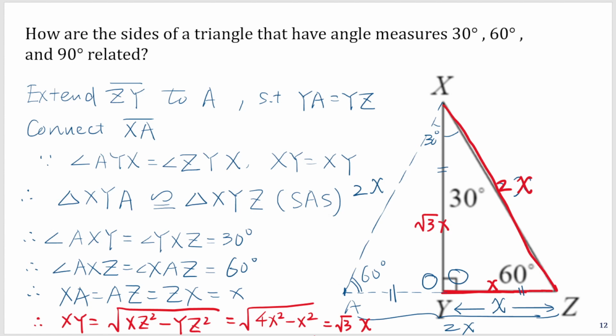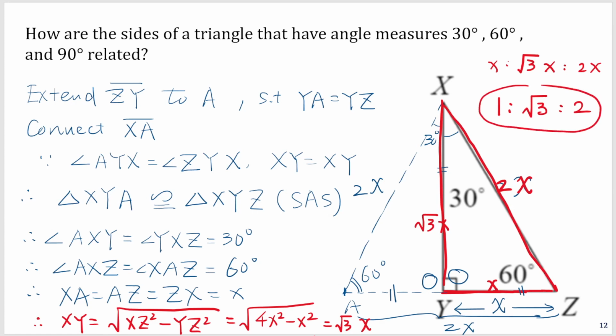Okay, so the takeaway is when you have a right triangle whose internal angles are 30, 60, and 90, the ratio of each side is x over square root 3 x over 2x. If you divide by x, that's actually 1 over square root 3 over 2. That's the relationship between the legs and hypotenuse. Did you get it?